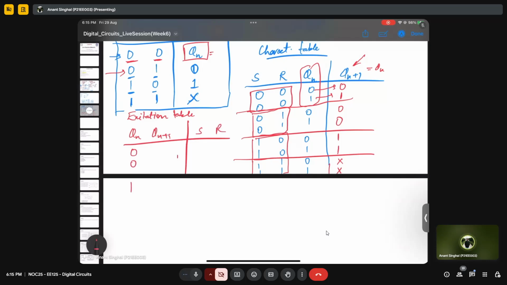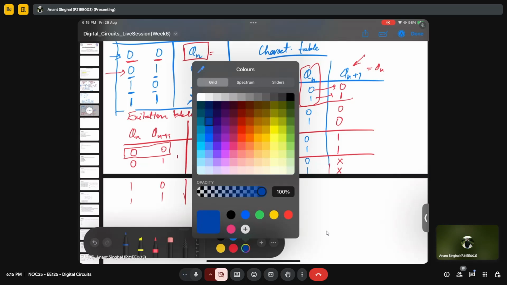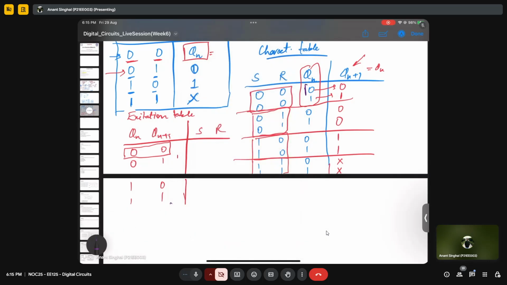So we can have again 4 combinations. Now we can clearly see when both Qn and Qn plus 1 are 0, let me use some different color. Maybe this one. Here they are both 0, and there is one more case where they're both 0. You can see S is always 0 in both the cases, and R can be either 0 or 1. So can I write 0 and X here? Is it clear to everyone?